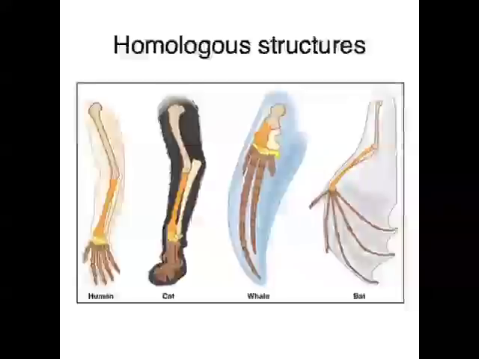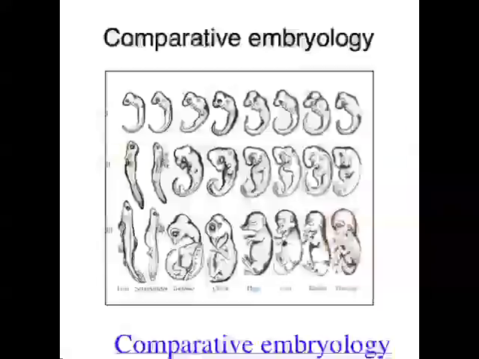So there's vestigial organs, vestigial parts of animals which are no longer of any use, but were of use in an organism's evolutionary ancestor. And that's another great example of evolution.